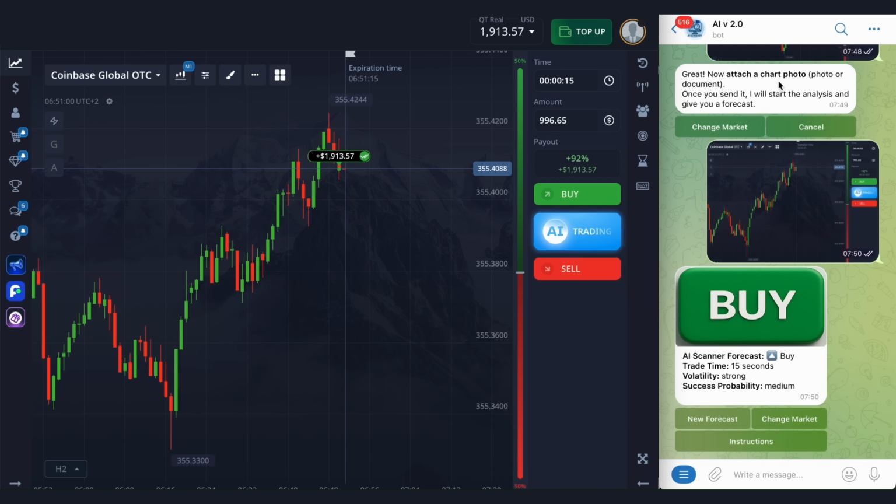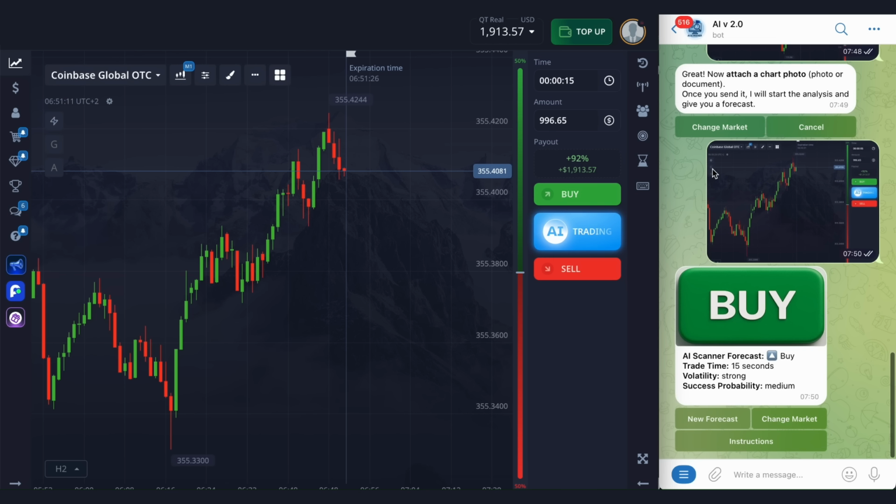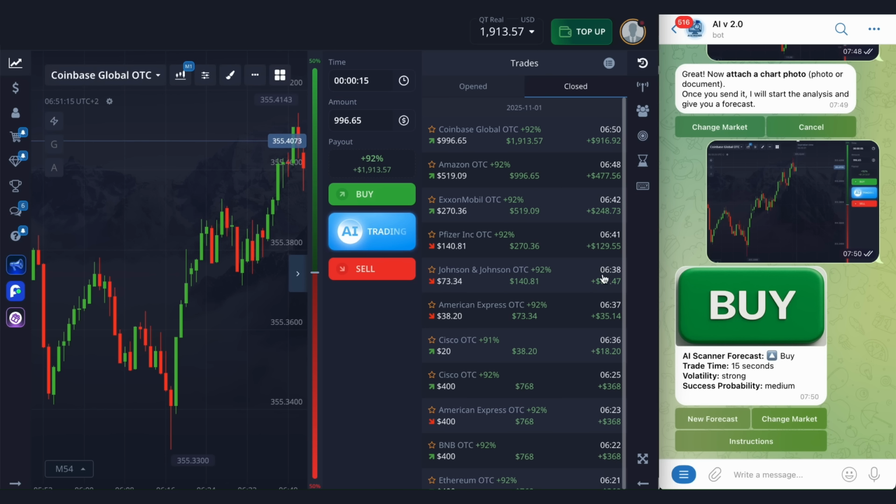Nice and smooth. We were able to trade our account from 20 USD to 1913.57. All we had to do was send screenshots to our AI screener version 2.0. It processes it and gives us the forecast. As you can see, we're able to take a number of trades, and we were able to turn our account from 20 USD to 1913.